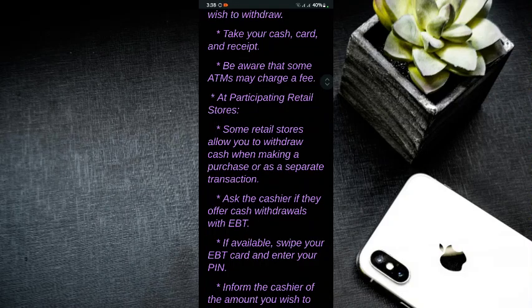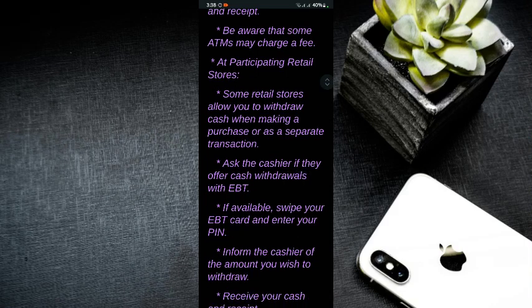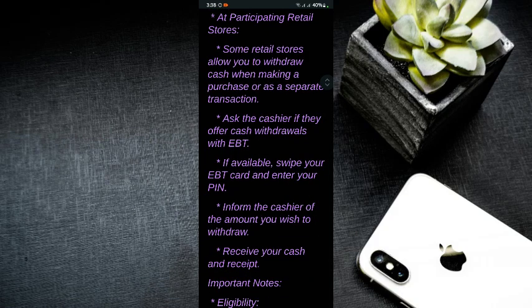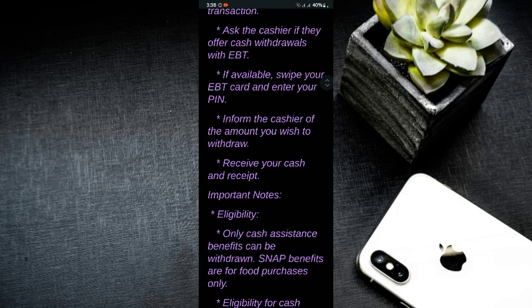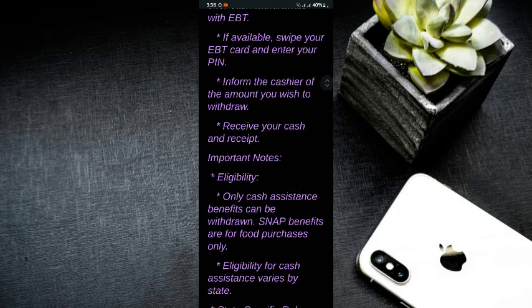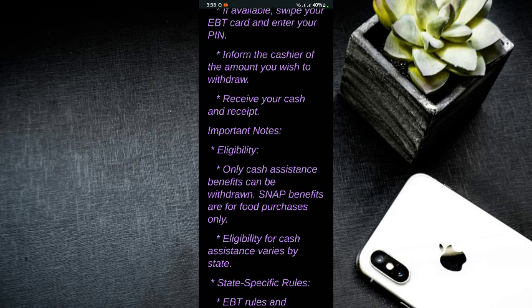Now, if you want to get the cash at participating retail stores, you can make a purchase or a separate transaction by asking the cashier if they offer cash withdrawals from EBT. If available, swipe your EBT card and enter your PIN. Inform the cashier the amount you wish to withdraw, receive your cash and receipt. It's as simple as that.